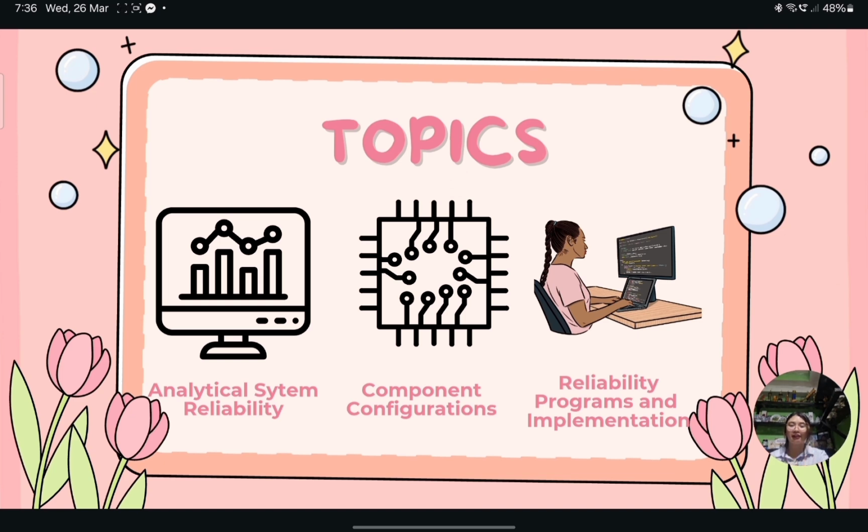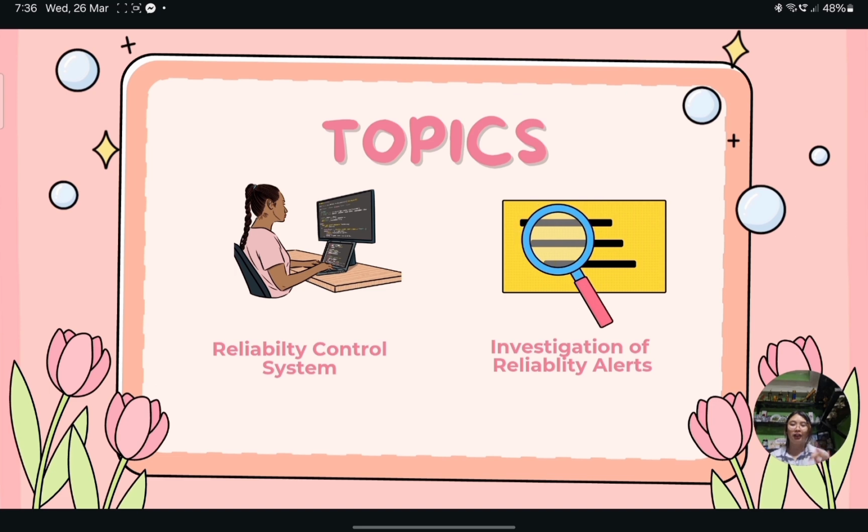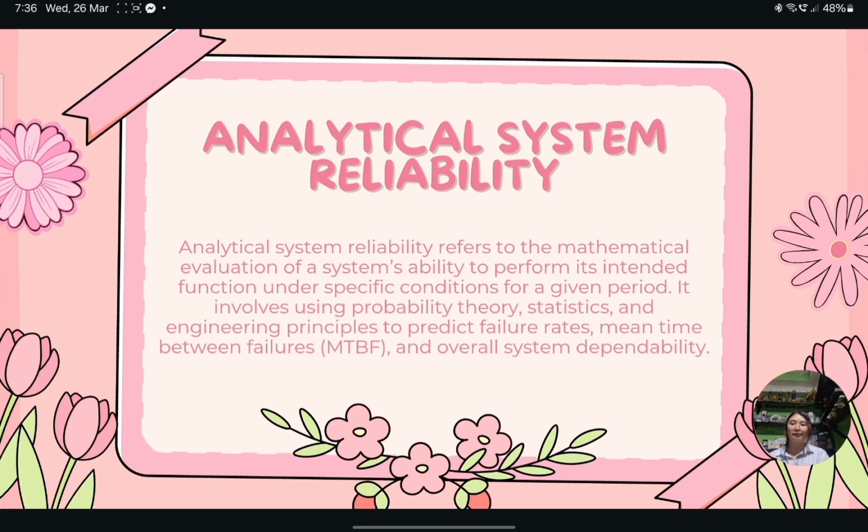I'll be discussing 7 topics: the analytical system reliability, components configuration, reliability programs and implementation, reliability control system, investigation of reliability alert. That's the main 7 topics that I'll be discussing one by one. Let's start first with the analytical system reliability.